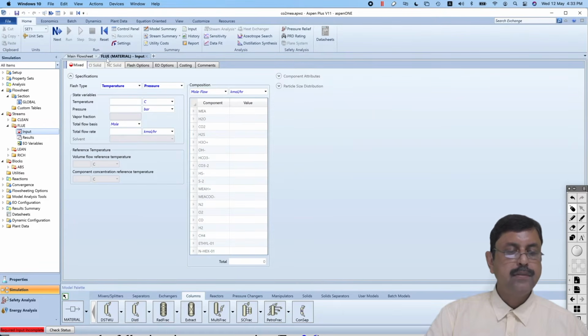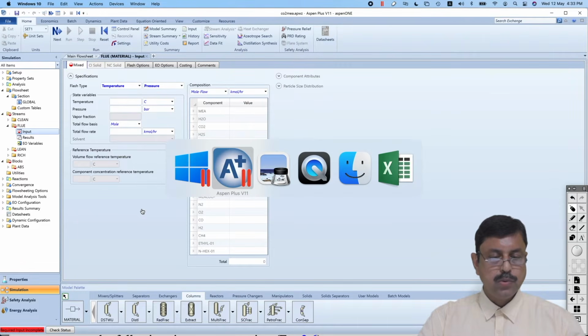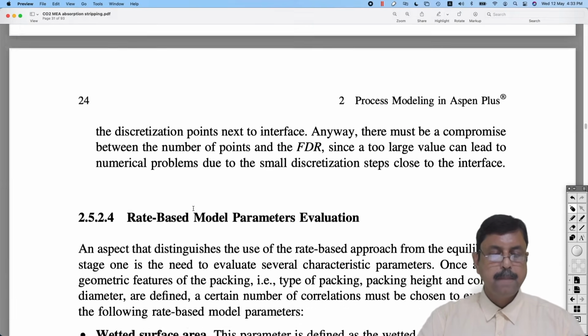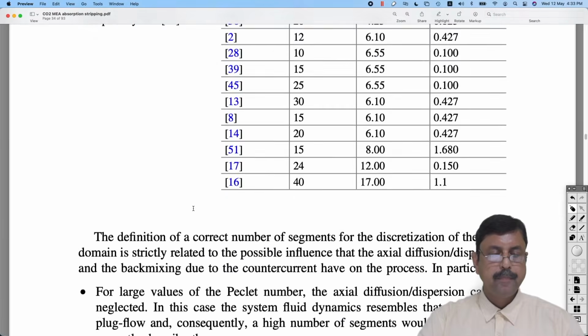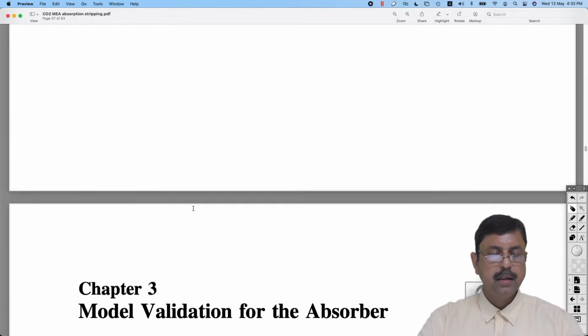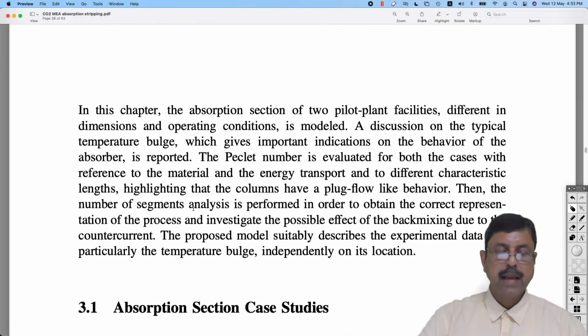So it is asking for the specification of the flue gas. For that, let us go to chapter 3. Yeah, model validation for the absorber.